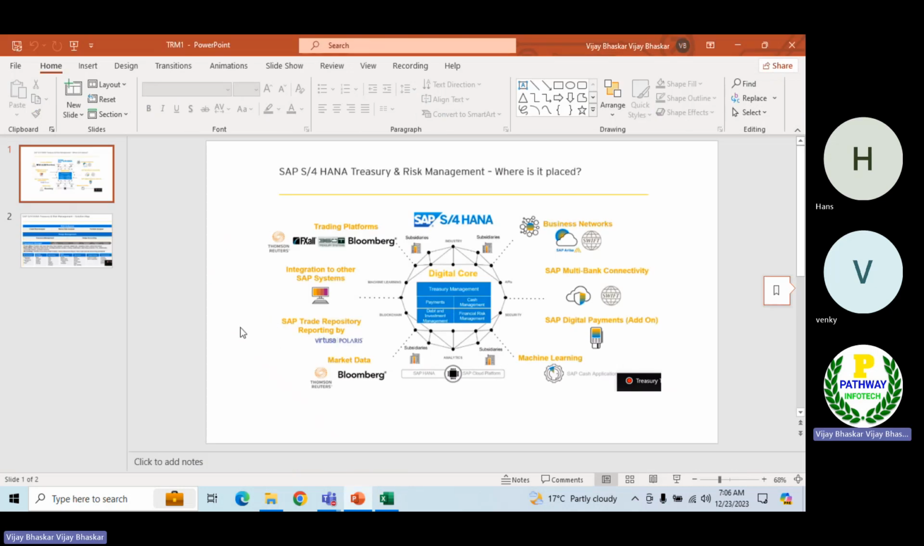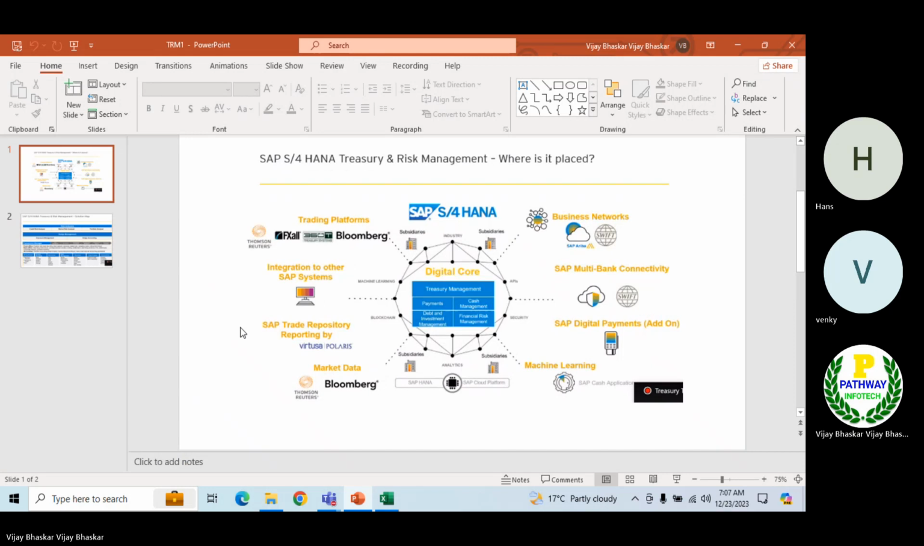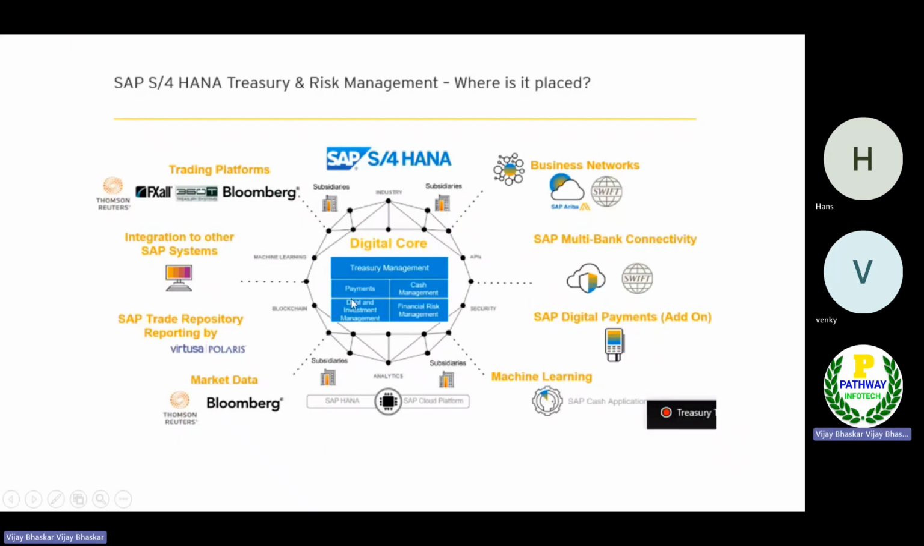Now you can see here, this slide will give the complete structure of the treasury. Now in S4HANA treasury and risk management, you can see here the digital core treasury management. This is where we are standing. But now if you see all these outside of this SAP box, then we need to understand them one by one.